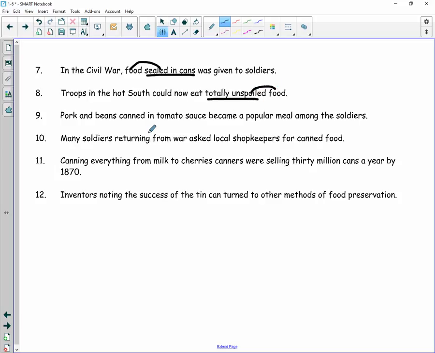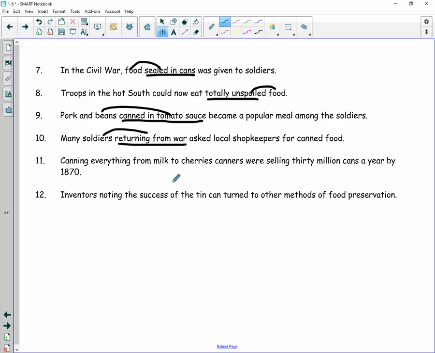Pork and beans canned in tomato sauce became a popular meal among the soldiers. Canned in tomato sauce modifies pork and beans. Many soldiers returning from war asked local shopkeepers for canned food. Returning from war modifies soldiers.